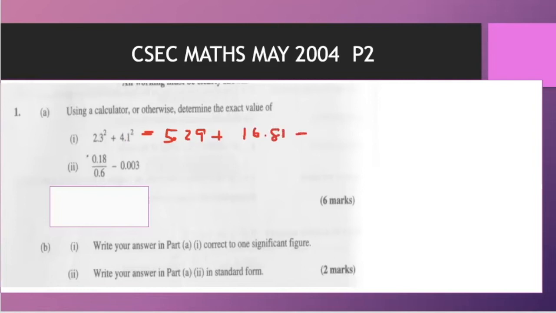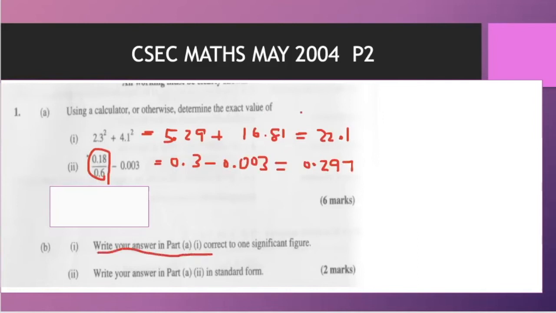So 4.1 squared is 16.81. And then adding 5.29 plus 16.81 will give us 22.1. For the next question, I have to first do the division, then take away. So in our calculator, we can enter 0.18 divided by 0.6 to arrive at 0.3, then subtracting 0.003, and I will arrive at 0.297.